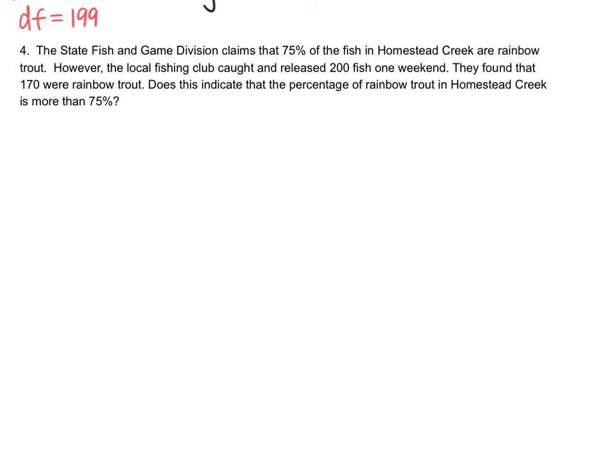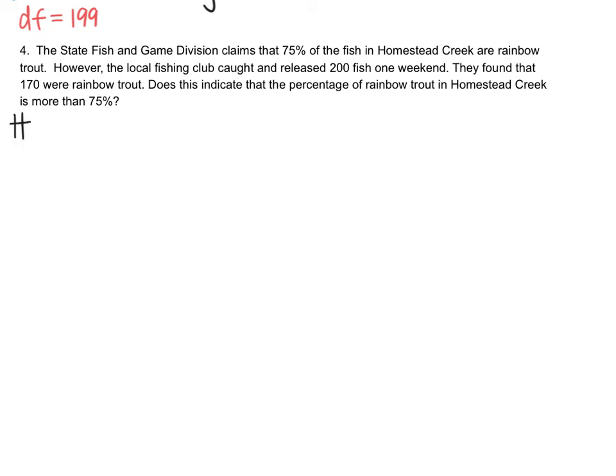The State Fish and Game Division claims that 75% of the fish in Homestead Creek are rainbow trout. However, the local fishing club caught and released 200 fish one weekend. They found that 170 were rainbow trout. Does this indicate that the percentage of rainbow trout in Homestead Creek is more than 75%?